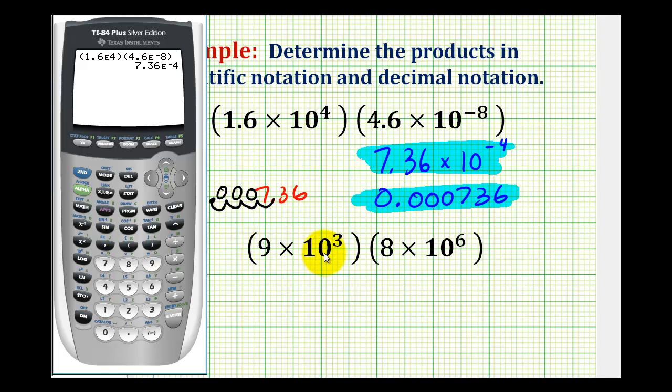So we have 9 times 10 to the third. So we have 9 second comma 3 times 8 times 10 to the sixth, which will be 8 second comma 6. And so the product here is 7.2 times 10 to the 10th.